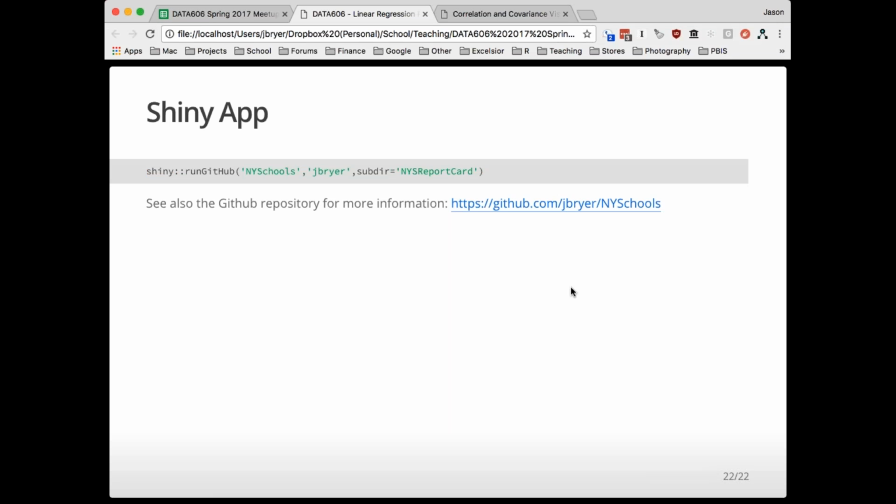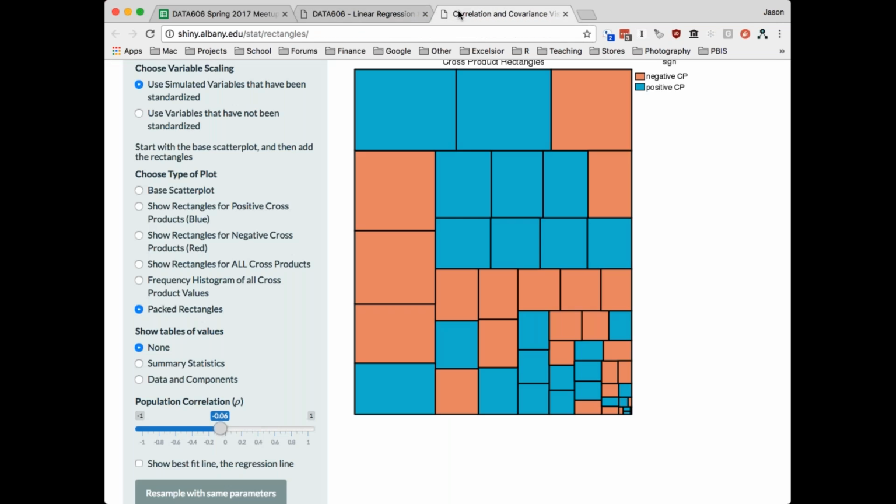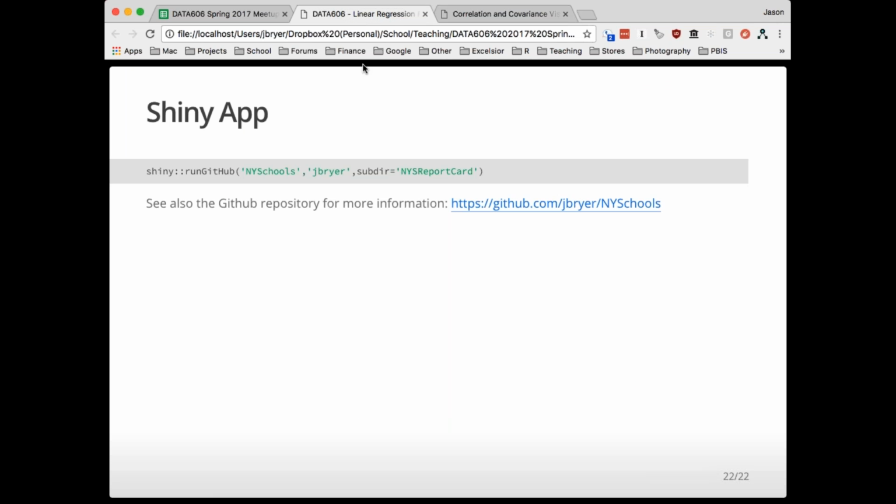Oops, let's not show my email, I went to the wrong screen. So, are there any questions about this? I think that's my last slide. So you get 2 Shiny apps to explore, this correlation one and this little school one.